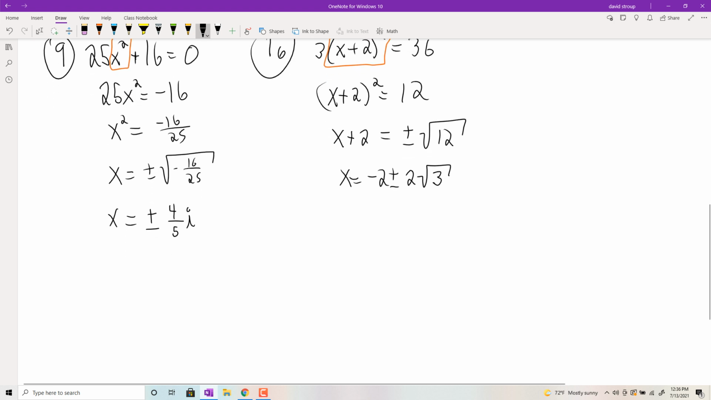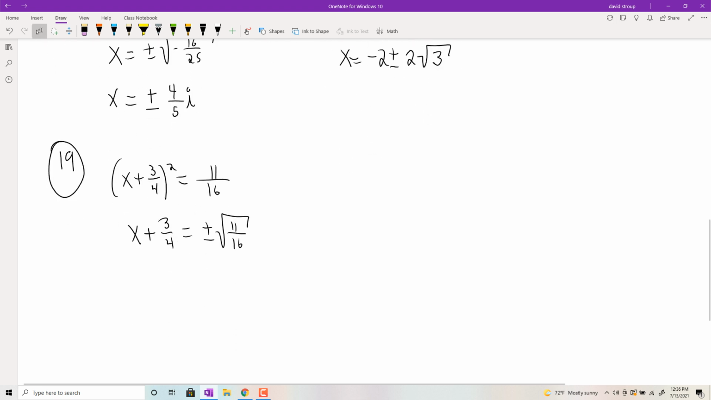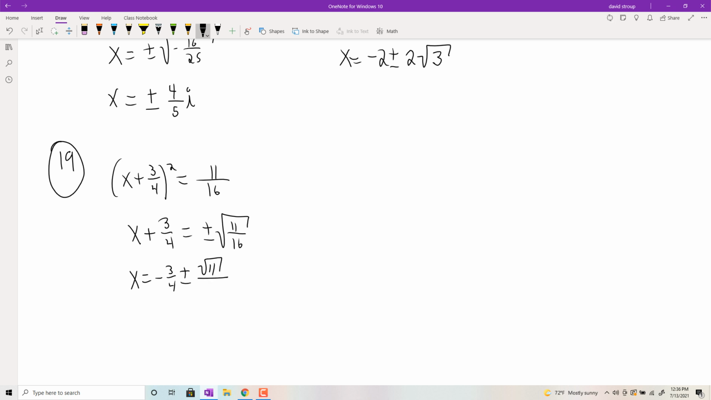Another one with some more fractions involved. x plus 3/4 squared equals 11/16. So this one's kind of already set up. Just apply the square root property. Okay. Move the 3/4 over, so we get negative 3/4 plus or minus square root 11 all over square root 16. Square root 16 is just 4, so let's write it like that.